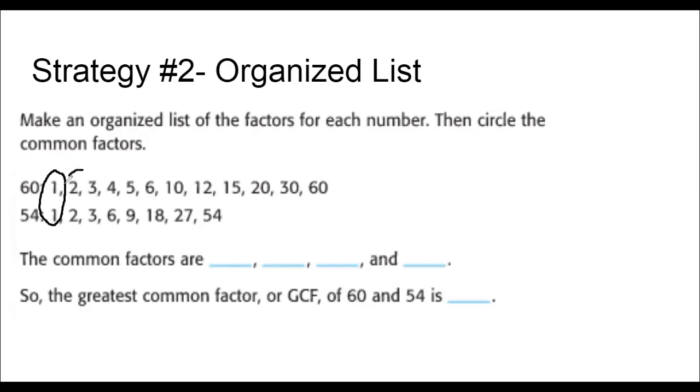And it looks like this. These are the common factors so far. And then we might have to draw a line, go around, make a weird circle: 10, 12, 15, 20, 30, 60. And it looks like our common factors are 1, 2, 3, and 6. But the greatest number, the highest number, the greatest common factor of 60 and 54 is 6.